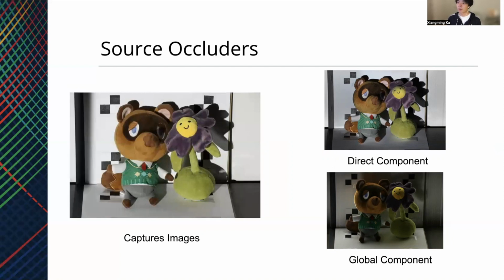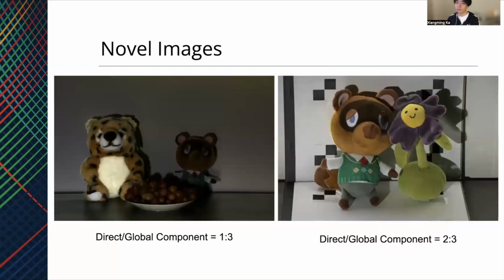This separation can also be achieved by using a line occluder, such as a stick swiping across the scene to create high-frequency shadows. Finally, with the direct and global images computed from separation, we can adjust the weights of the direct and global components to form a novel image.